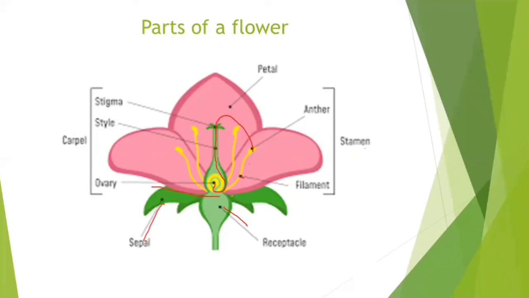Calyx is the green part, like leaves and stem. Corolla is the petals. Androecium is the male reproductive part, meaning the stamen, anther and filament. And gynoecium is the female reproductive part. Stamen is the male reproductive part. Carpel is the female reproductive part, that is stigma, style, ovary. So this is what we have learned in today's video. With this we have completed our topic, the plant.